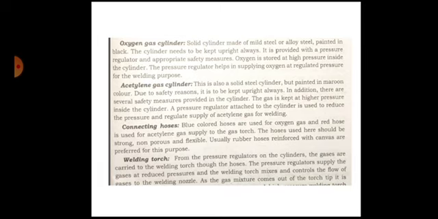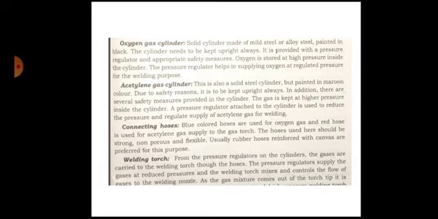The second component is the acetylene gas cylinder. This is also a solid steel cylinder but painted mostly in maroon color in order to identify it easily. Due to safety reasons also, it is to be kept upright always. In addition, there are several safety measures provided in this cylinder. The gas is kept at a high pressure inside the cylinder. A pressure regulator attached to the cylinder is used to reduce the pressure and regulate the supply of acetylene gas for welding. Okay.